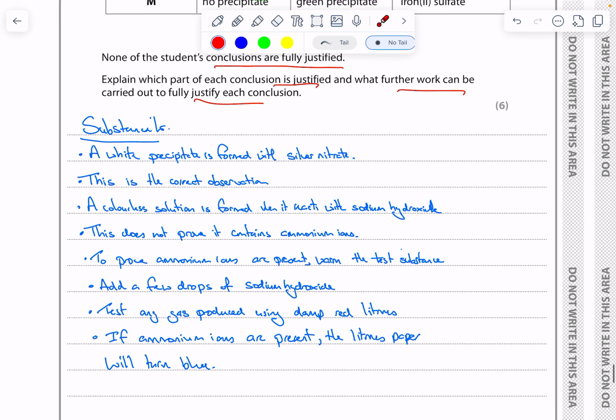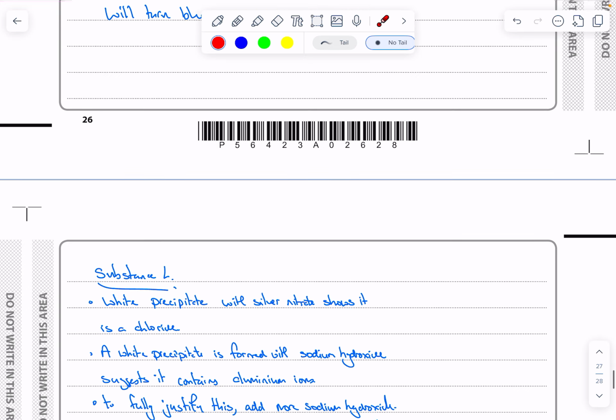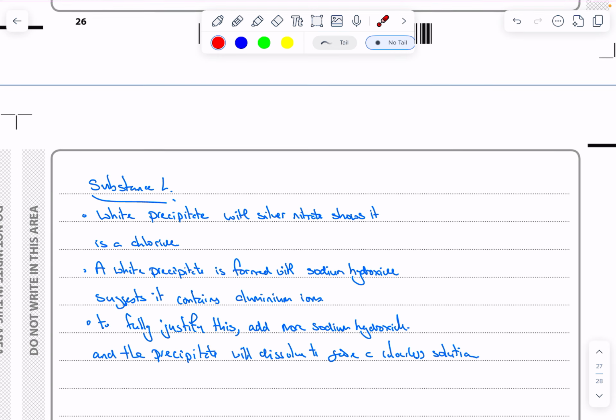and then any gas that is being produced, you test it using damp red litmus, because we'd expect ammonia to be produced, and the litmus therefore would turn blue. So the first bit is explaining what's good, second bit is what else needs to take place to prove the result for substance K. Same approach for L.